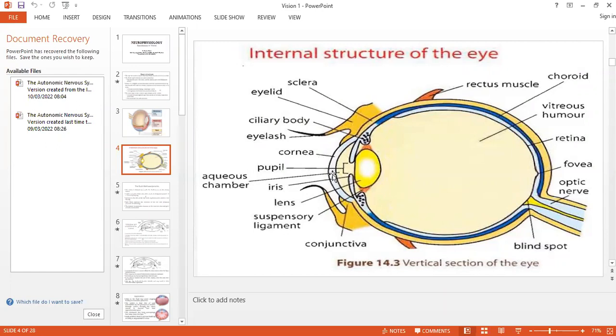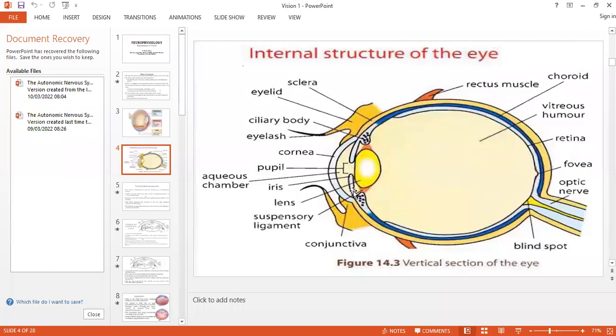I believe you know that. Then after that, since we've talked about the cornea and the sclera, which are part of the fibrous tunic, okay? We also have another part, which is known as the aqueous chamber, which contains the aqueous humor, okay? So the aqueous humor is found in the aqueous chamber.